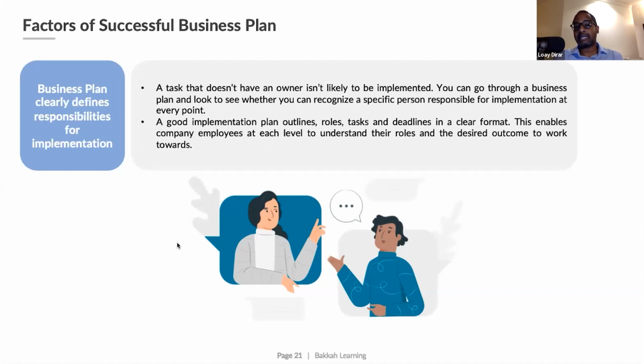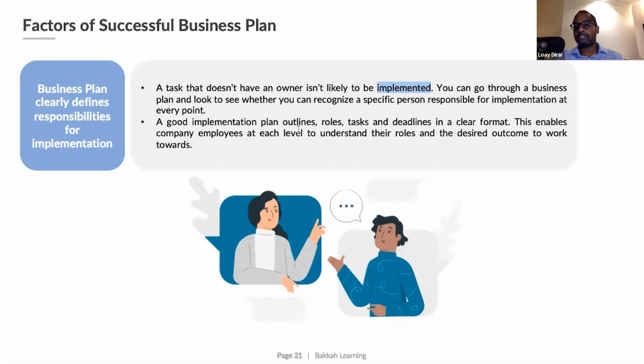So, a task that doesn't have an owner. Most of the owners of the business plan are the ones who are going to be supported by the business, not necessarily the ones who wrote it. The one who's going to back it up from the business might be top management, the entrepreneur himself, the CEO of the business. A task that doesn't have an owner isn't likely to be implemented. So every business plan must be owned by someone powerful inside the organization. And we call it that every business plan must have senior management or top management commitment.